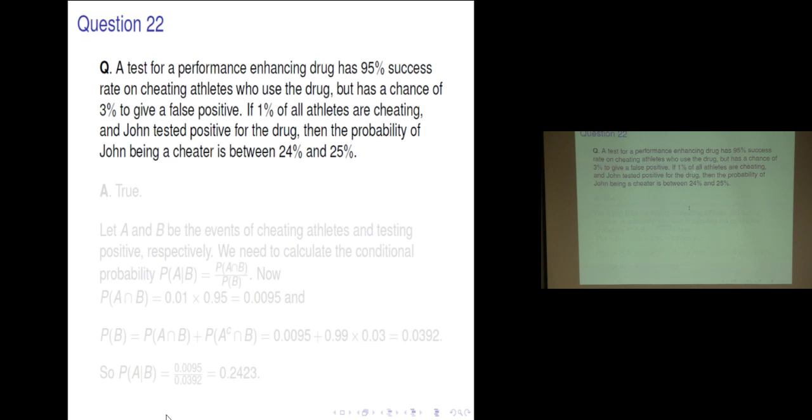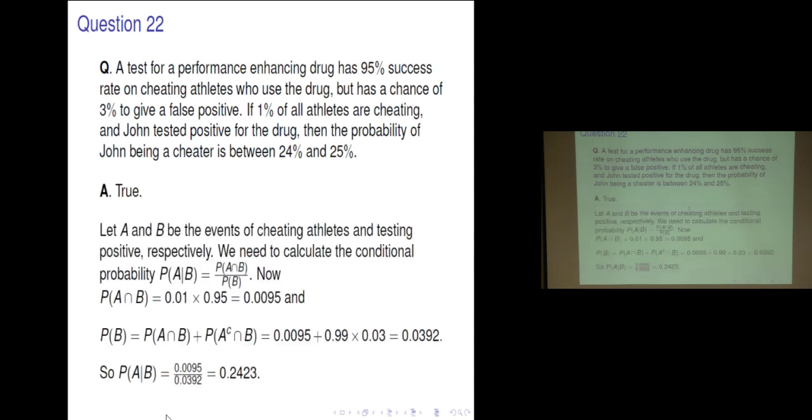Now, if 1% of all athletes are cheating, and John tests positive for the drug, then the probability of John being a cheater is between certain numbers. Right? So this is the storyline. We want to figure out, suppose a person tested positive, what is the percent chance he is a cheater? Okay, so let's do the calculation and see.